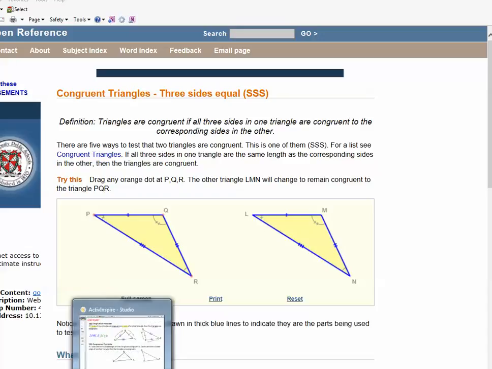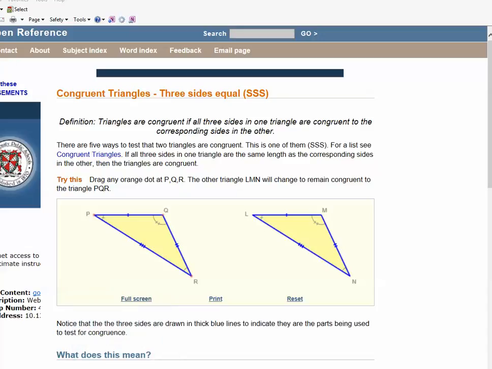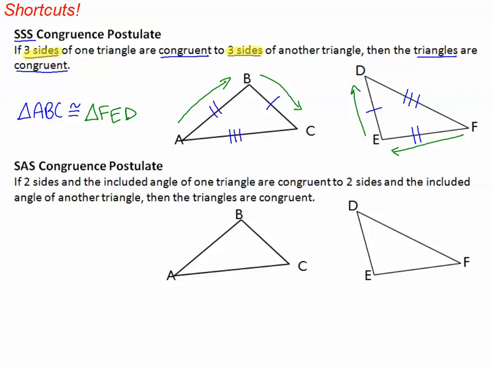Let's go back to our list of postulates and theorems. Now we write for short SSS congruence postulate, but remember what that means. Side, side, side. Three sides congruent to three sides. Similarly, the SAS congruence postulate, or the side-angle-side congruence postulate, says that if two sides and the included angle of one triangle are congruent to two sides and the included angle of another triangle, then the triangles are congruent. Well, what does that mean?